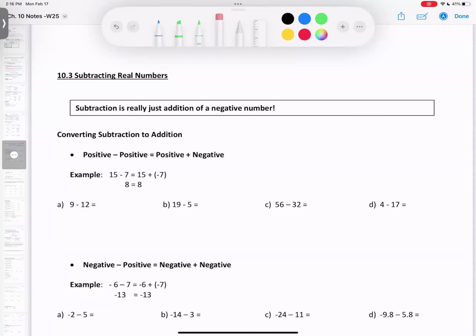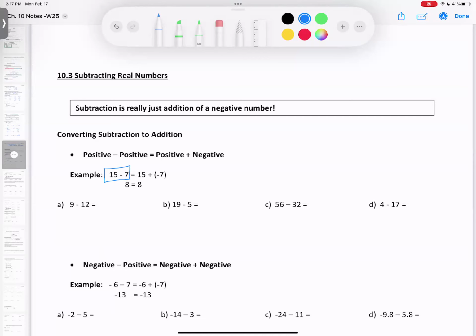And moving on to 10.3, now we're talking about subtracting real numbers. And as you already know from the previous sections, subtraction is just another way to say you're adding a negative number. So let's start with positive minus positive. So we've got this example here of 15 minus 7. Well, 15 minus 7 is the same thing as 15 plus negative 7. And so that gives you 8.